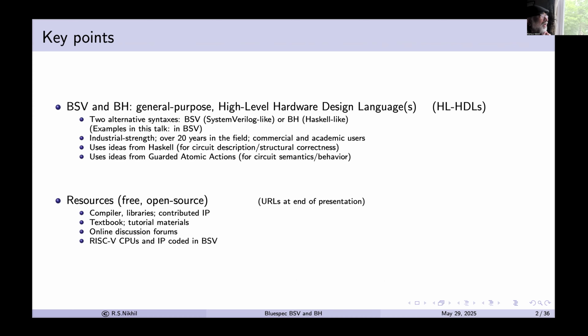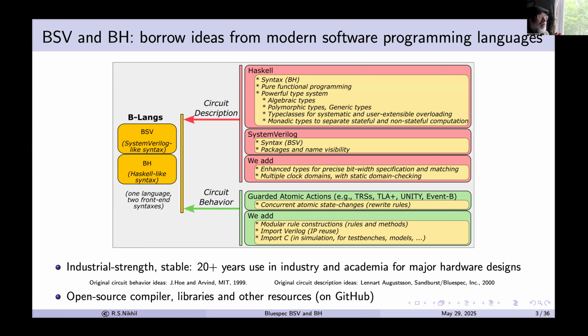Okay, so let me start by first of all giving you sort of a very high level view. The first question everybody asks is, so what's different about Bluespec? How does it compare with Chisel or HLS or Verilog or SystemVerilog, etc.? So let me first set the stage using this slide.